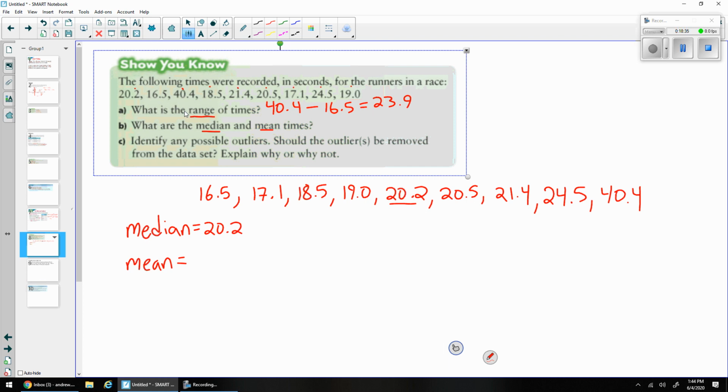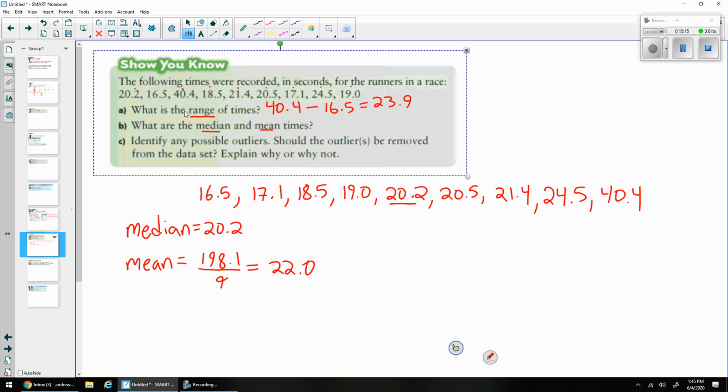So I'm just going to add on my calculator: 16.5 plus 17.1 plus 18.5 plus 19 plus 20.2 plus 20.5 plus 21.4 plus 24.5 plus 40.4. That adds together to 198.1. We have to divide that by the 9 runners. Divided by 9, we get 22.01, so we can say 22.0 for the mean. So the mean is higher than the median.